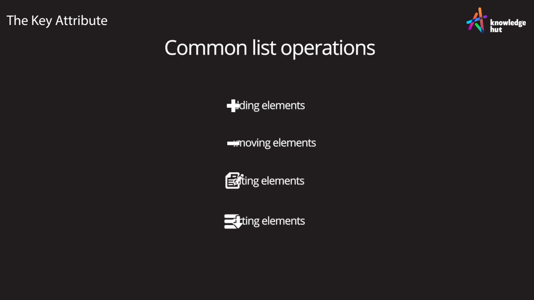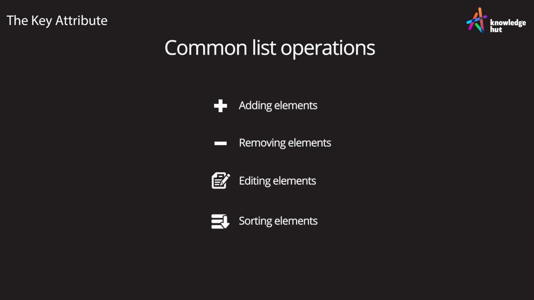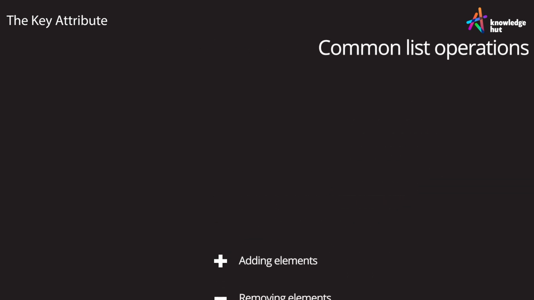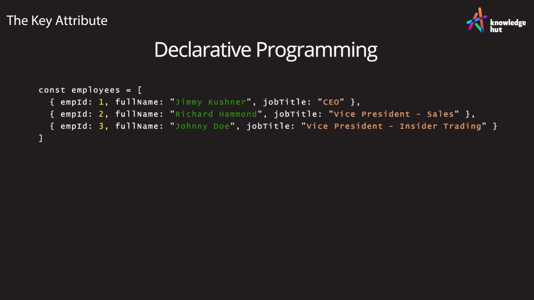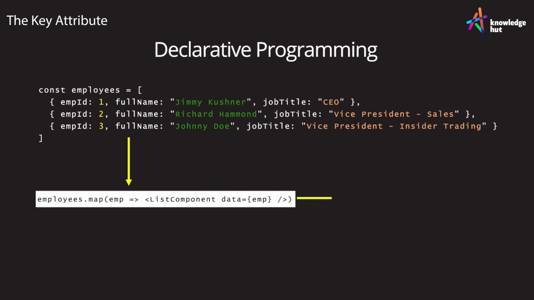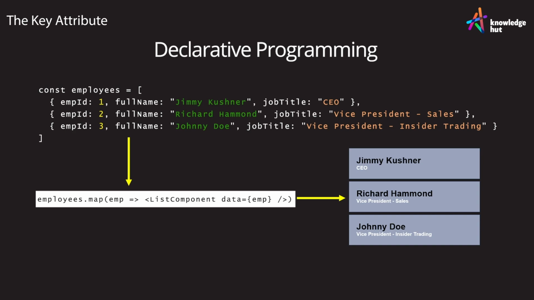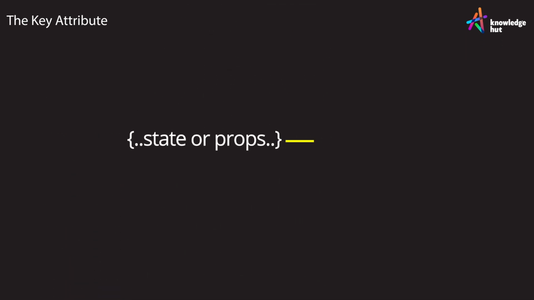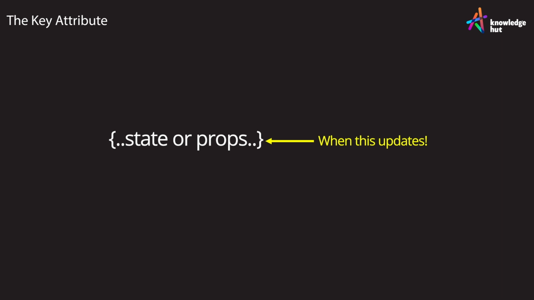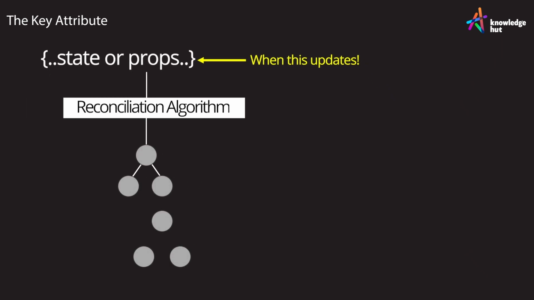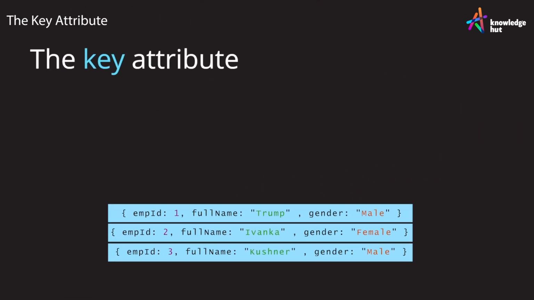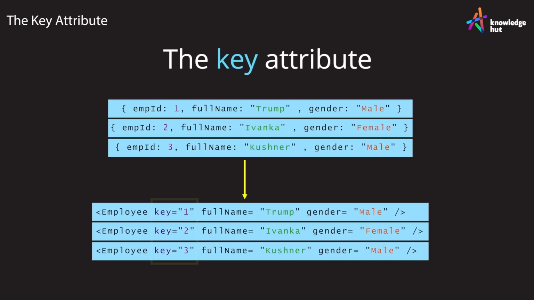When working with lists, some of the most common operations include adding, removing items, editing, and sorting lists by a particular property. We've already learned that React enables declarative programming that keeps your UI elements in sync with your data. This also means that whenever you update your list data, React uses its reconciliation algorithm to track and update your interface. This is where the key attribute comes into the picture.